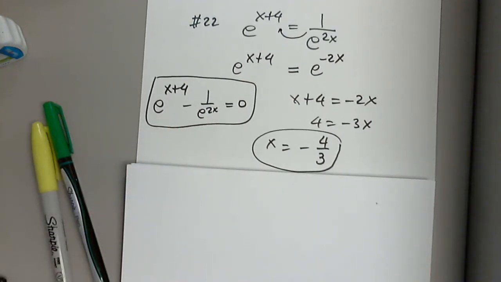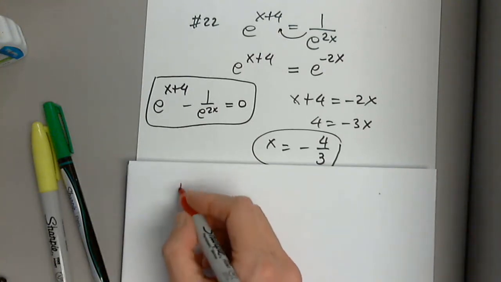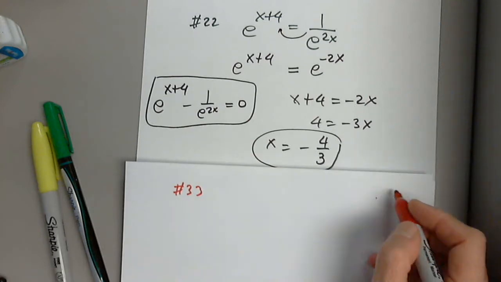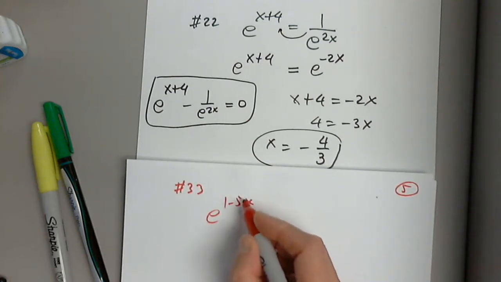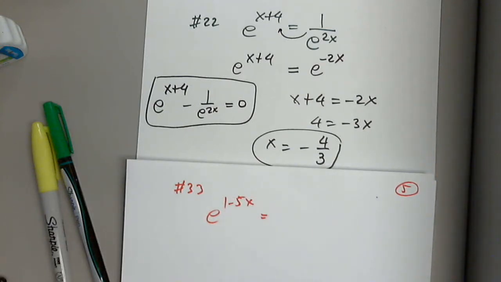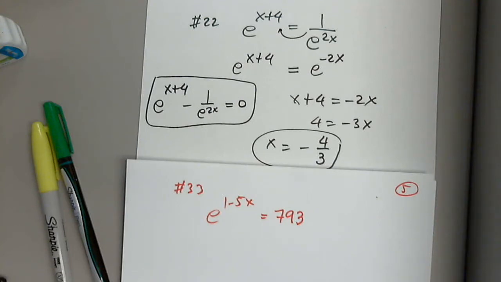Okay. Now let's move on to the next step, next level. Problems 23 through 42. Let's start with, let's say, 33. In 33, we have e to 1 minus 5x equals 793. Can I make e and 793 with the same base? The answer is absolutely not. So there must be a different way here.